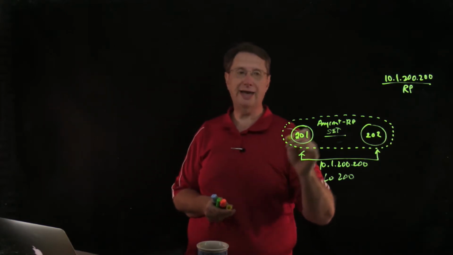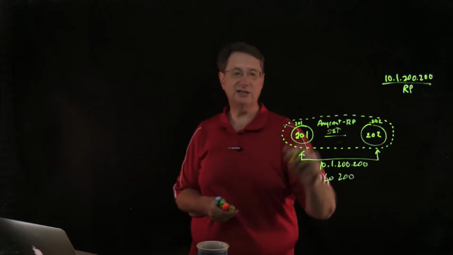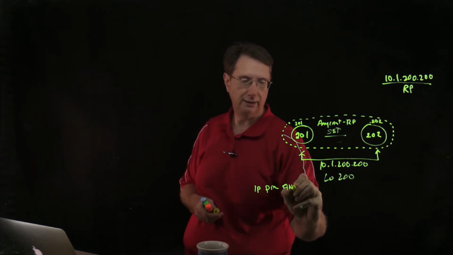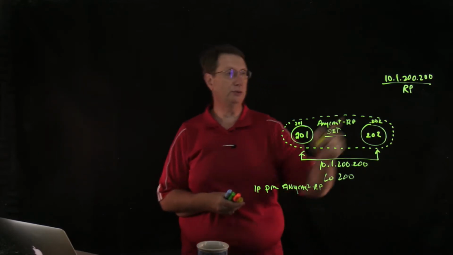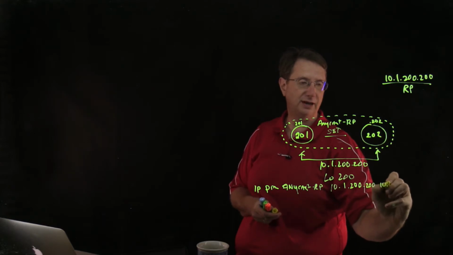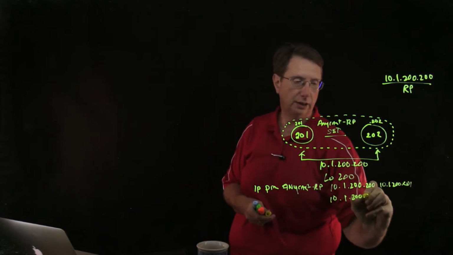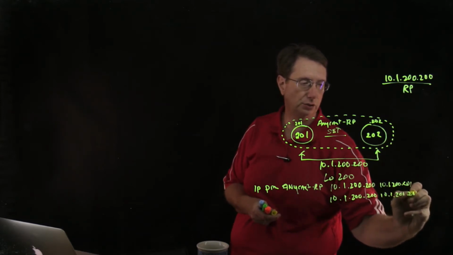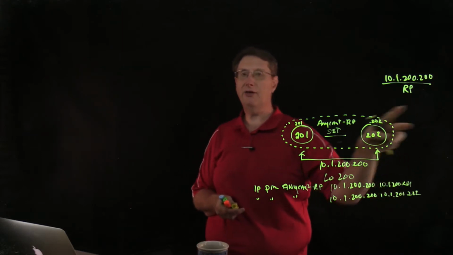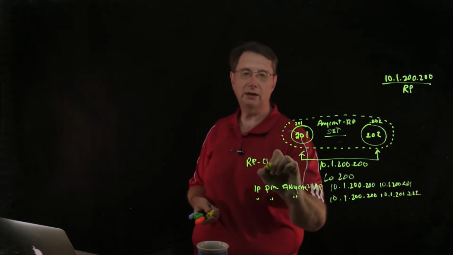However, each of these devices has its own unique address. Remember, we created a .201 and a .202 in the same network, and these two devices have been told the identity of the other. Remember, we typed ip pim anycast-rp, and we used 10.1.200.200, but then we put in 10.1.200.201, and then did the exact same thing down here and entered 10.1.200.200 and 10.1.200.202. So each device knows the identity of the other anycast RP set peers. This is a cluster, a rendezvous point cluster.